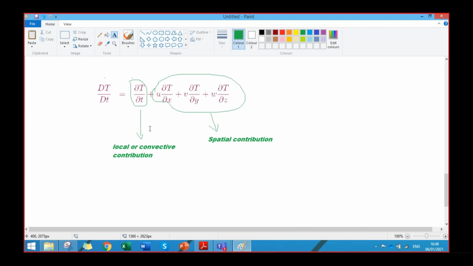Yes, sir. So if the flow is steady, what will happen to the local or the convective term? It will become 0. Yes, for steady state flows, there will be no change in the property with respect to time. So the convective term will become 0.